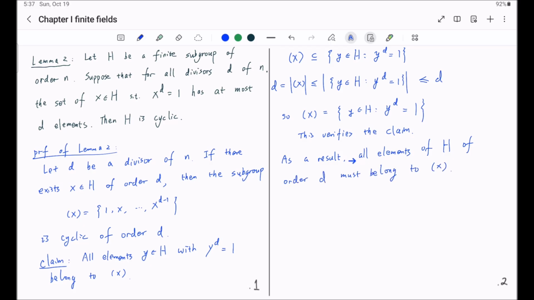And because those elements are of order d and x is also of order d, those elements must also be generators. But how many such generators are there? By elementary group theory and number theory, we know that the number of generators of the cyclic subgroup of order d is phi of d, where phi is the Euler phi function.